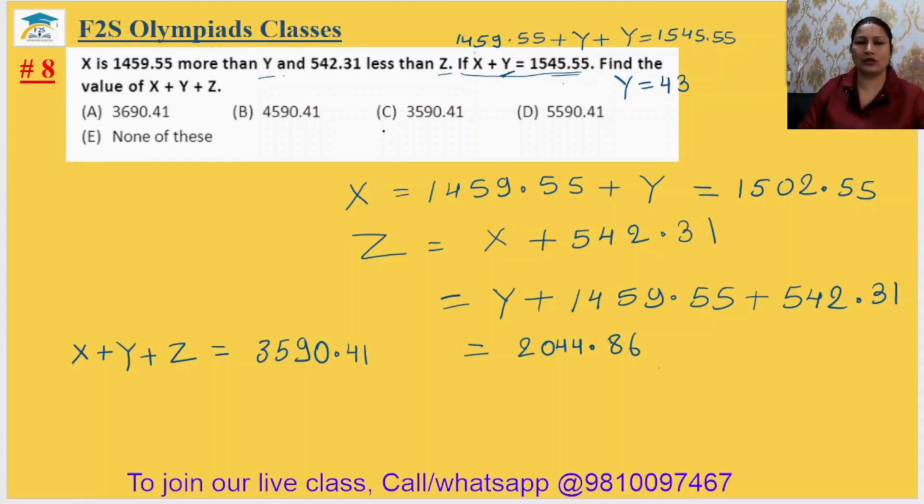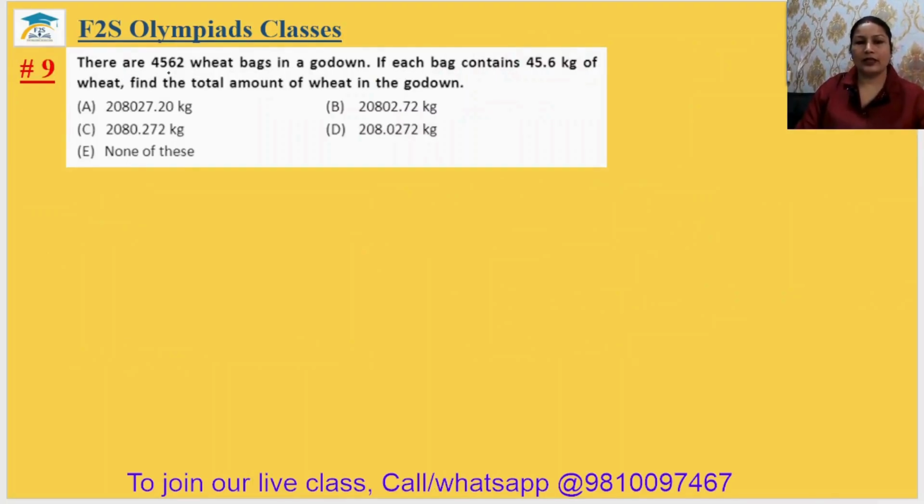3590.41. It is in option C. So the eighth answer will be option C. Come to question number 9. There are 4562 wheat bags in a godown. Each bag contains 45.6 kg of wheat. Find the total amount of wheat in the godown.